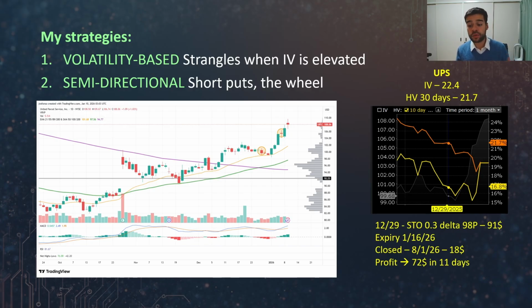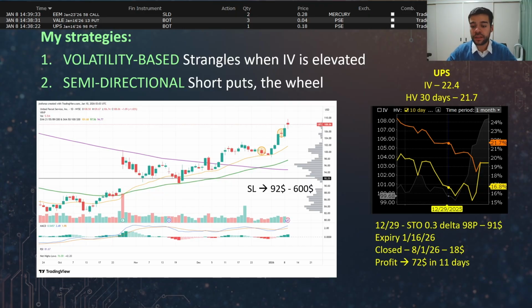The expiry was on the 16th of Jan, so I had about 20 days to expiry on the position. Usually when I'm selling short puts, I'm looking at about 20 to 30 days to expiration positions. You can see after just a few days, in less than 10 days, the position rallied and I was able to close it for just $18, so I locked in a profit of $72.